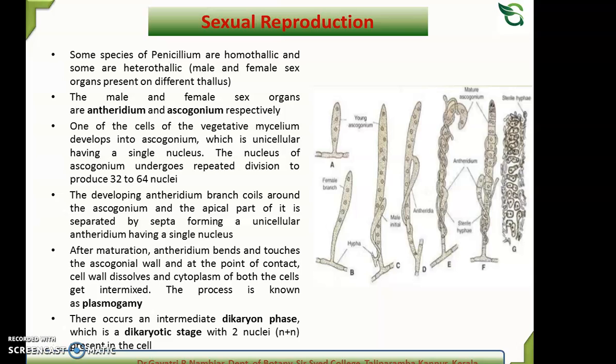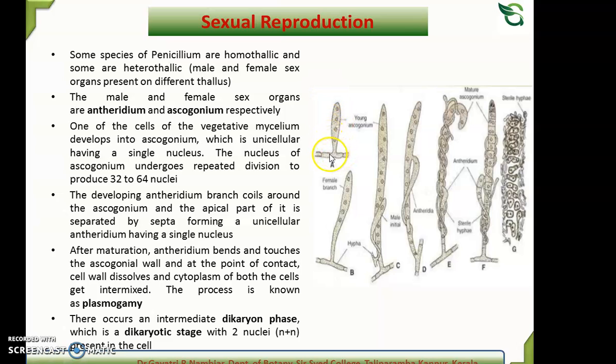And the male sex organ of Penicillium is called the antheridium, and the female one is known as the ascogonium. So this one is the ascogonium, the female sex organ. This is the female sex organ, and this one is the antheridium. The smaller one is the antheridium. Then one of the cells of the vegetative mycelium develops into the ascogonium, or the female sex organ, which is unicellular, having a single nucleus. Okay, it is unicellular and has a single nucleus.